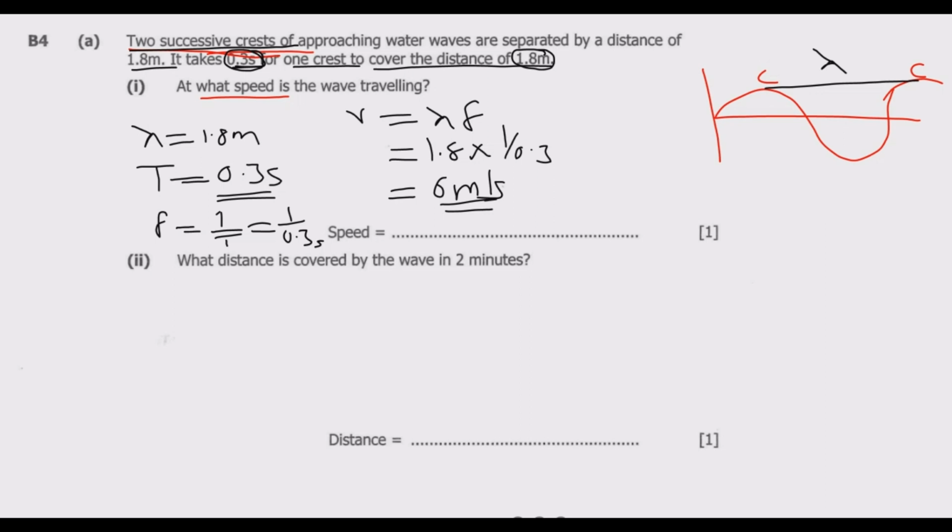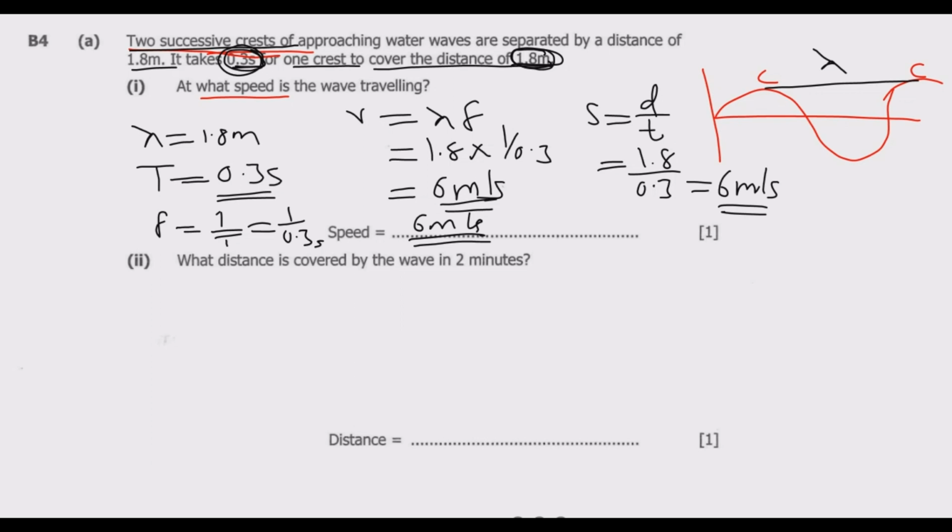Alternatively we can use the formula: speed is equal to distance over time. What's the distance? The distance covered is one wavelength, over the period. So it is still 1.8 divided by 0.3, which gives us 6 meters per second. So 6 meters per second is the speed of this wave.